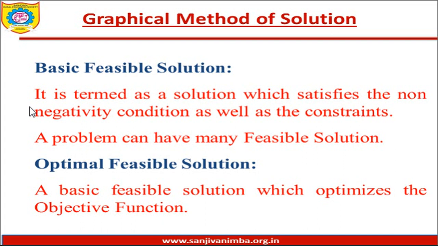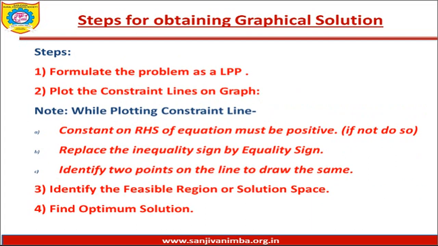Okay, so now let us try to understand how to develop the graphical method of solution. Friends, the various steps involved in the graphical solution of LPP model are: number 1, you have to formulate the problem as an LPP model, something which we have already learned. So step 1 is to formulate the LPP. Second, you have to plot the constraint lines on the graph. With the help of graph paper, you have to draw the lines of the graph pertaining to the constraint equations and the objective function which is given to you.